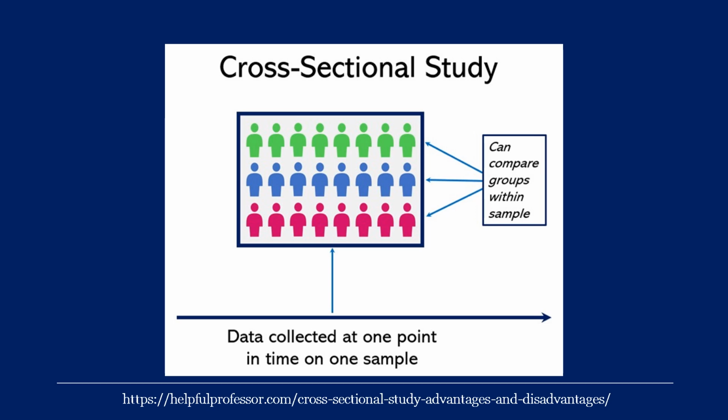As shown in this diagram, cross-sectional study collects data at one point in time on one sample. It can compare groups within this sample. There can be multiple subgroups in the population, so data from multiple subgroups can be compared in a cross-sectional study.